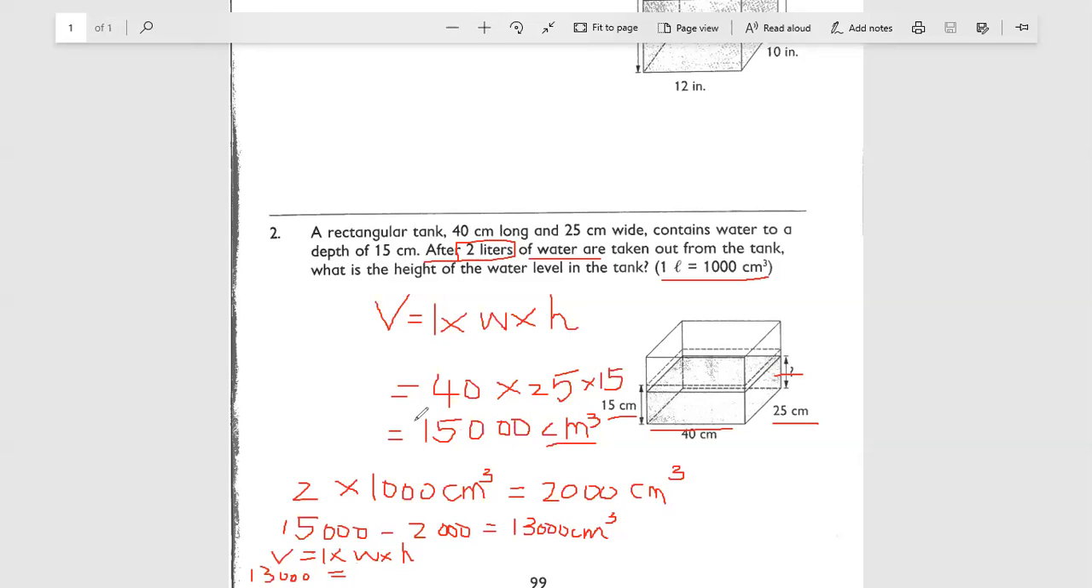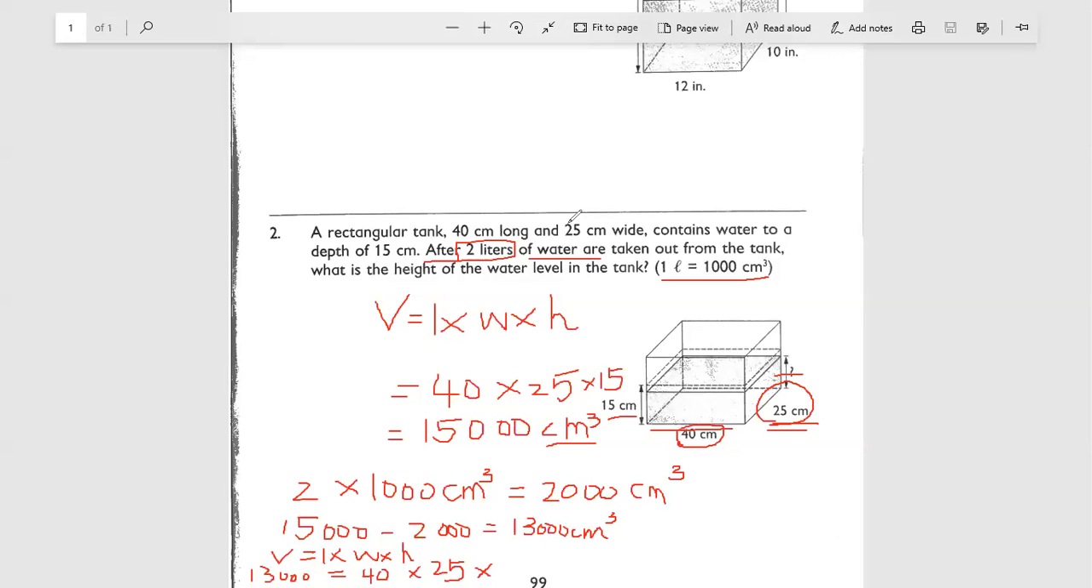equal to the length. Gavin, what is the length? The length is 13. Wait, no. No, the length is 25 centimeters. Oh, wait. Oh, no, 40 centimeters. Very good. The length is 40. And then how about the width, Evelyn? Okay, we can see from the picture here, the width is 25.